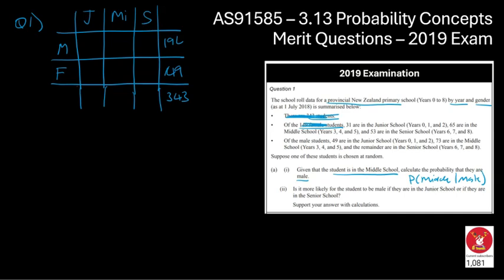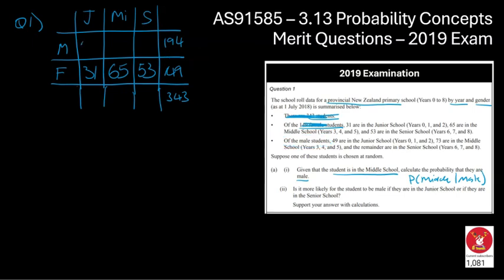Of the female students we're working on, 31 of them are in the junior school. So we've got 31 junior females. We've then got 65 in the middle school, so it's going to be 65 down here for the females. And then finally 53 in the senior school. So we've got all of those numbers there. Of the male students, we've now got the male total. We figured that out before.